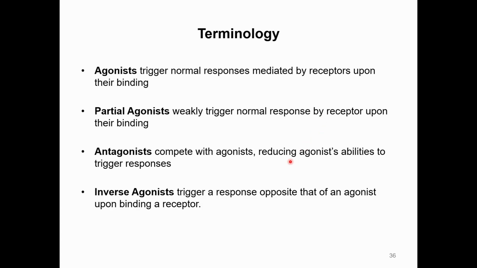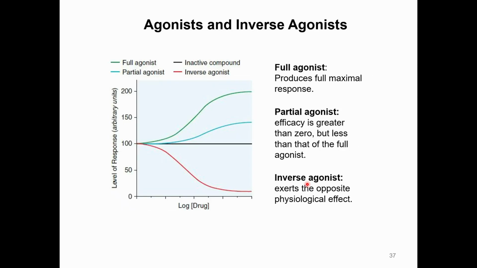Antagonists actually compete with the agonist, so there we have competition going on, but that reduces the response that you get. And then inverse agonists, these are the really weird ones. They trigger a response that's opposite of an agonist type response. And those are more rare, but they do exist. And so once again, we can now look at agonists, partial agonists, and inverse agonists, and think about them in terms of dose response.